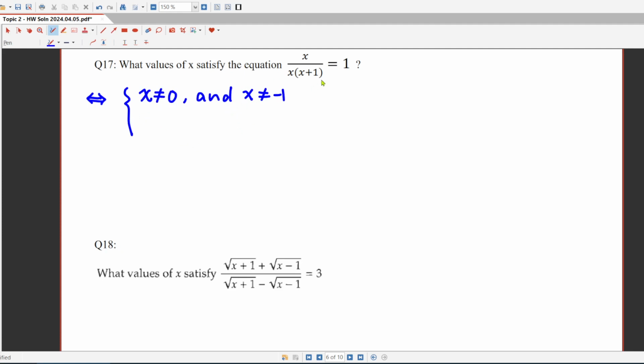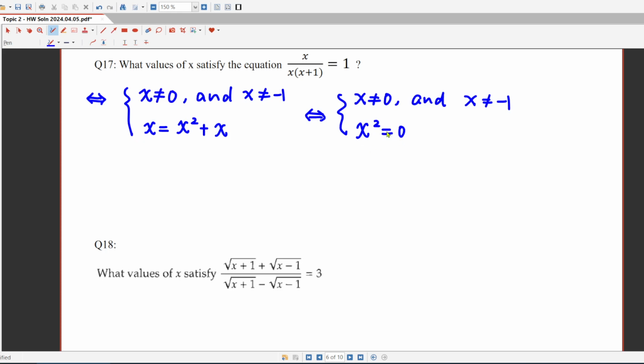And in that case, we can multiply both sides using x times x minus 1, x plus 1. So that'll give us x equals x times x plus 1, which is actually x squared plus x, right? And this is equivalent to say, first of all, x cannot be 0, and x cannot be negative 1 either. And we can cancel x here, so this means x squared is 0, right? If x squared is 0, this is to say x must be 0.